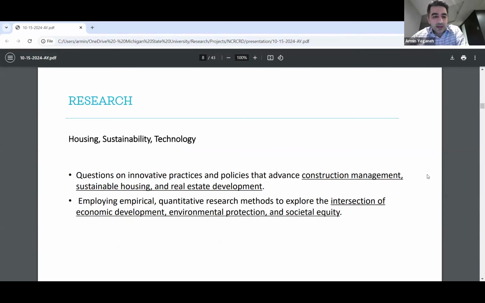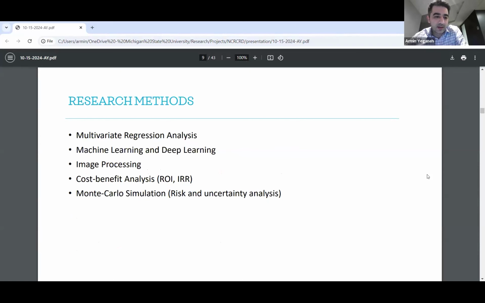My research is focused on housing sustainability and technologies. I try to answer questions on innovative practices and policies that advance construction management, sustainable housing, and real estate development. My research methods of interest are multivariate regression analysis, machine learning and deep learning, image processing, cost-benefit analysis, and Monte Carlo simulation for risk and uncertainty analyses of investments.